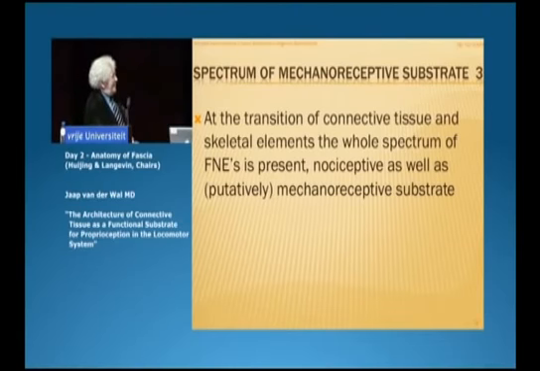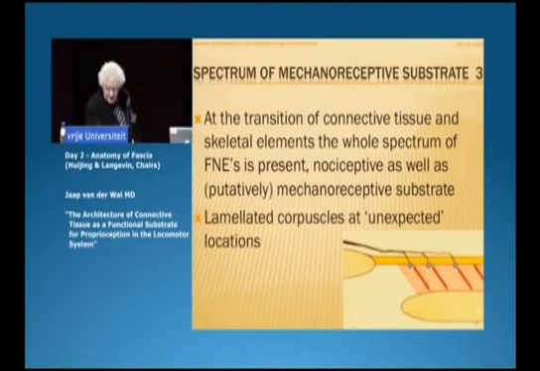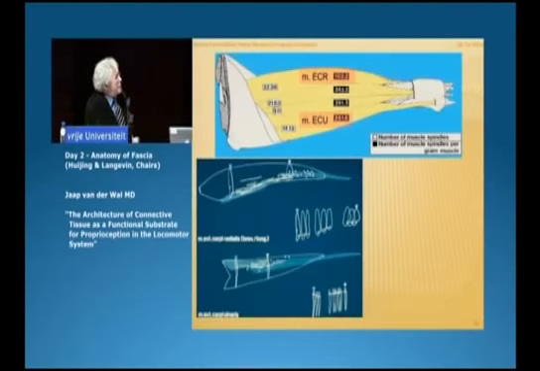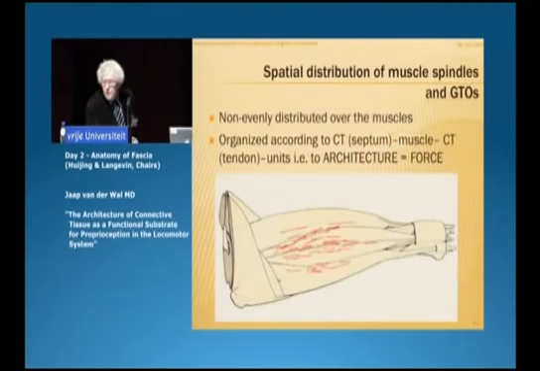To summarize, the organization of the mechanoreceptive substrate was more according to the architectural muscular connective tissue architecture we found there than to the classical bifurcation of ligaments versus muscles. And that was the main conclusion we could draw. I will go very fast. Even the muscle spindles were not organized according to the muscle. They were organized according to the connective tissue.